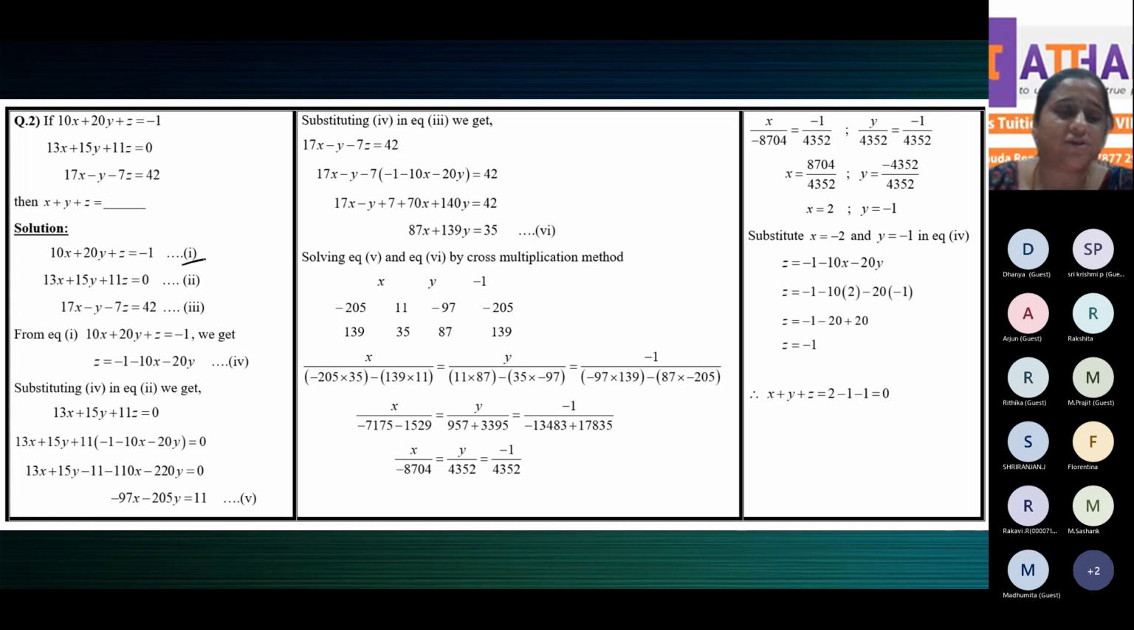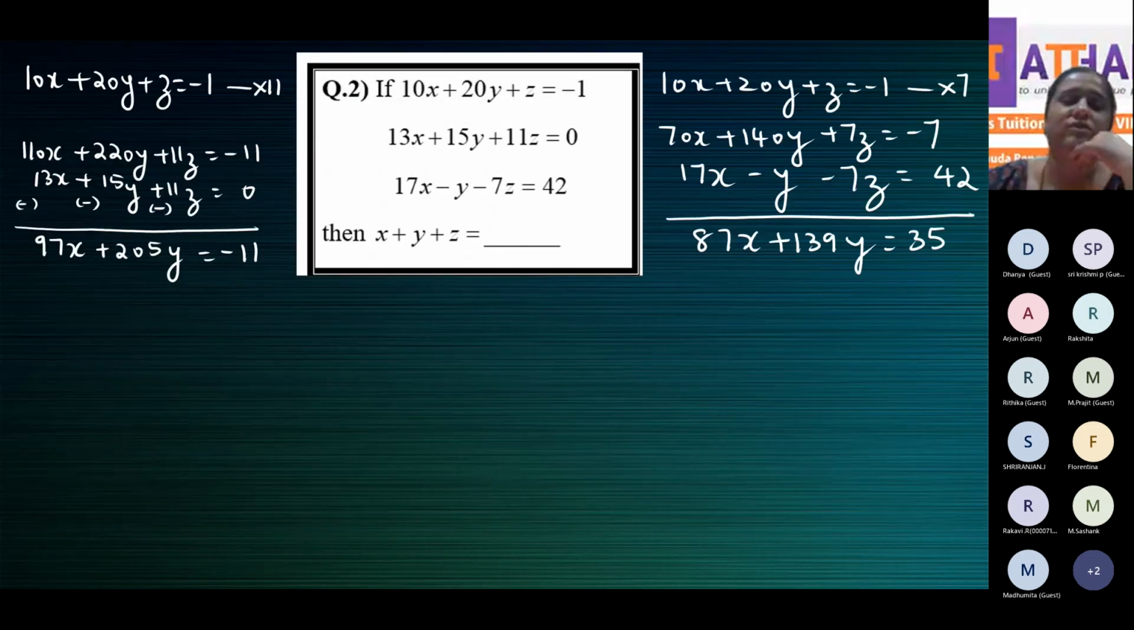This is taking equation 1 and writing z in terms of x and y. Now leave equation 1. Substitute this z in 2 and 3. And that way you get two new equations, solve and find the values of x, y, and z. Take a picture, children. Take a picture of this one also.